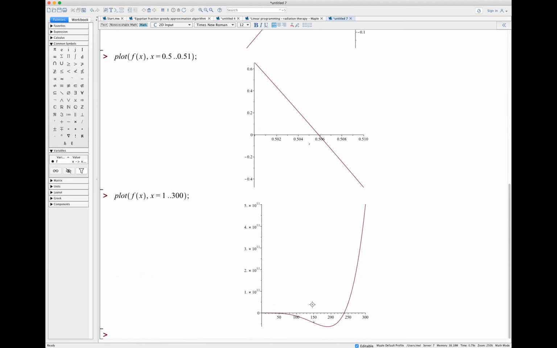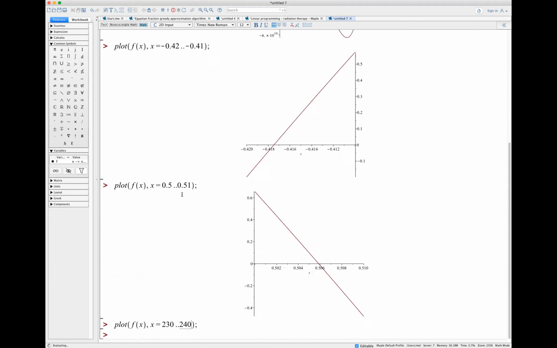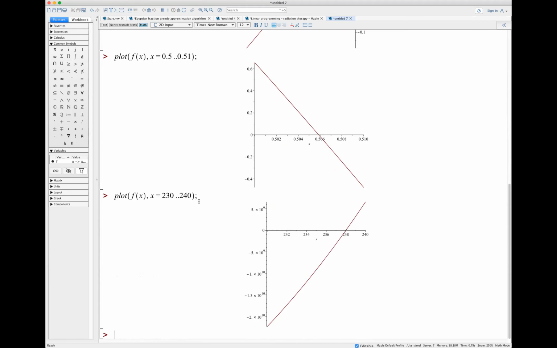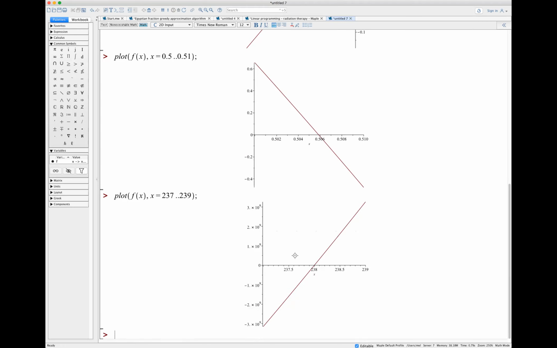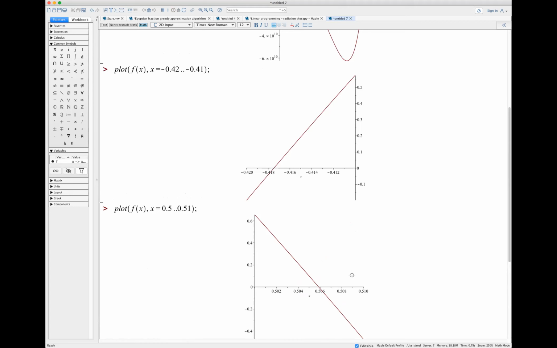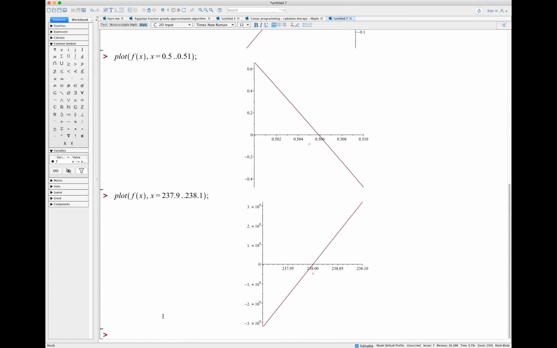This last point looks like it's between 230 and 240. It looks closer to between 237 and 239. Looks very close to 238. Let's make this 237.9 and 238.1. Maybe it's exactly 238. So that's pretty good. In any case, those are the 3 points where the graph crosses the x-axis, it seems.